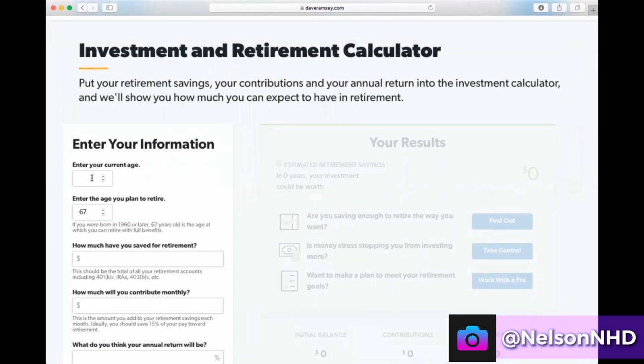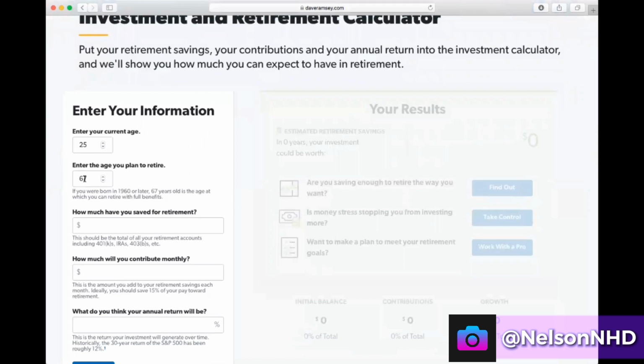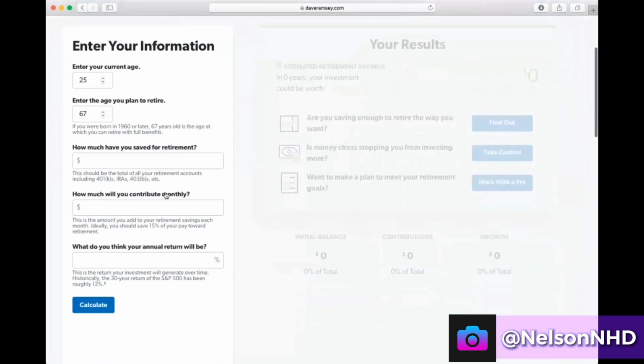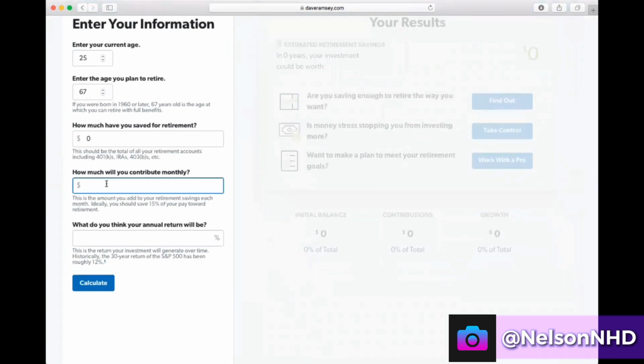And let's see here. Let's say you were 25 years old. You're a little bit younger than I am, quite a bit younger than I am. You plan to retire at 67, which is the age to get full benefits. How much have you saved so far? Zero, because you're just starting out. And what can you contribute monthly? We're going to say $250 a month. What will your return be? It's saying 12%. That's a little high. So we're going to say 9%.